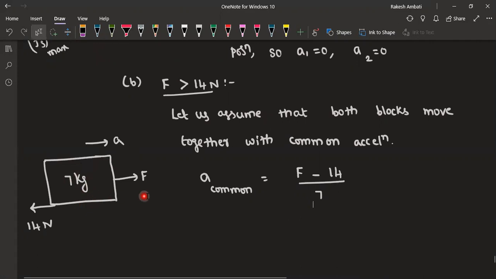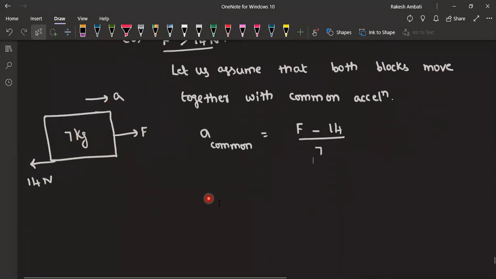On the single block, what is the total applied force? That is F. But they are moving together, so on the single block, which friction is acting? The ground wala friction force is acting. So therefore, this common acceleration is F minus 14 upon the sum of the masses.